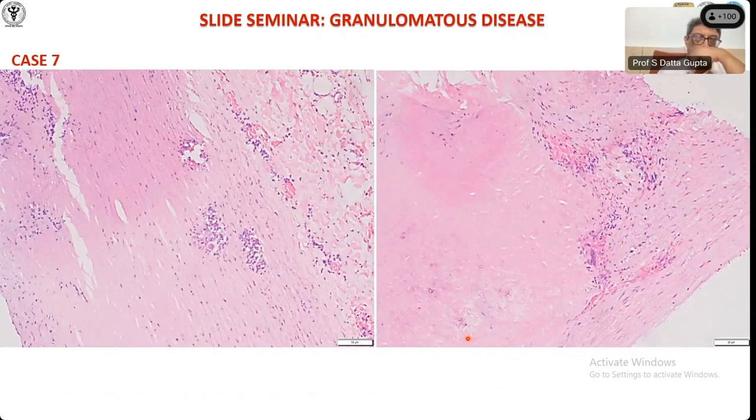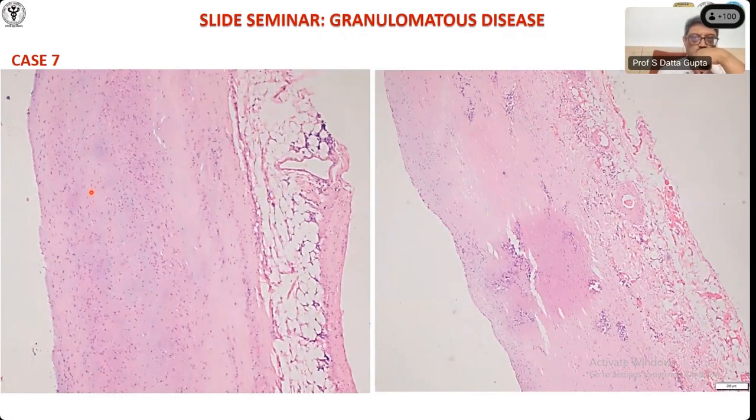If you see this third, normally in the media, the medial smooth muscle cells are very well oriented. They are properly arranged, the nucleus will be parallel to the lumen. And if you see this, what is happening? Do you think the nucleus is parallel to the lumen or they are haphazardly arranged? Haphazardly. Yes. So whenever you see this kind of haphazardness in the vessel, we call that smooth muscle disarray, disorganized arrangement of smooth muscles.